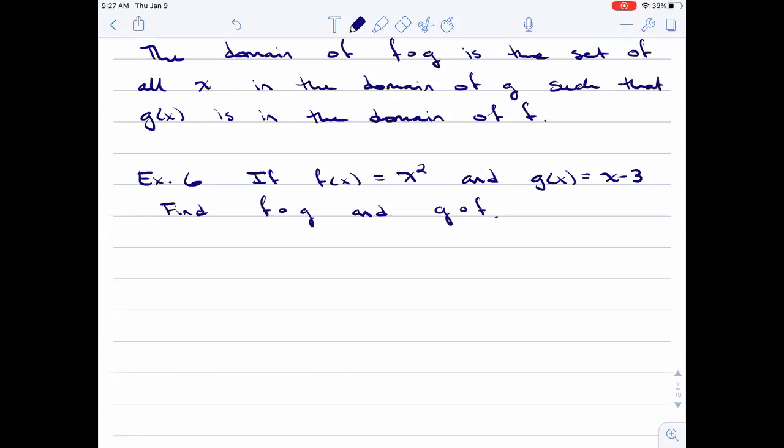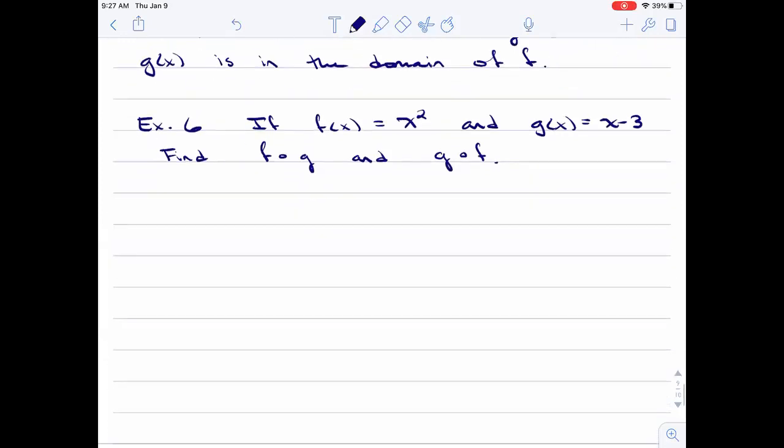Okay. Even if you're not quite finished, we'll get started. So f composed with g, we'll start there. So f composed with g of x is the same as f of g of x. Hey, my phone.